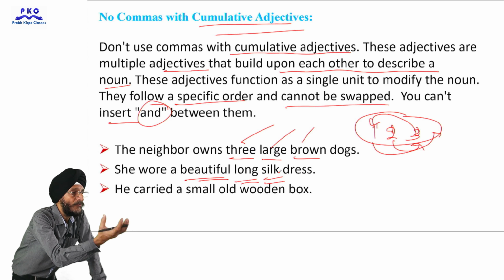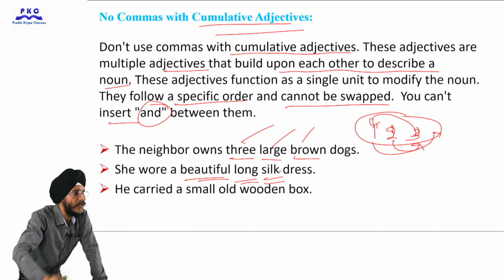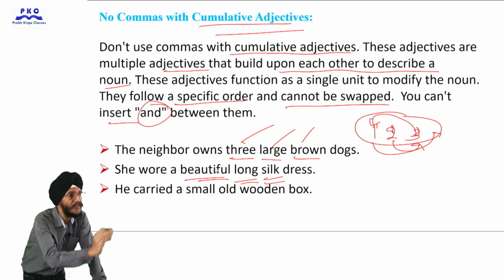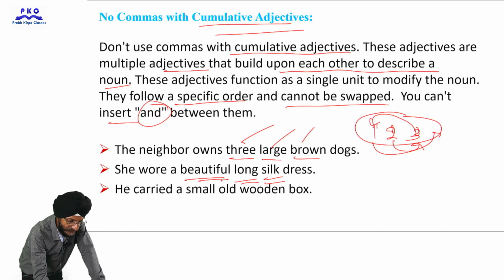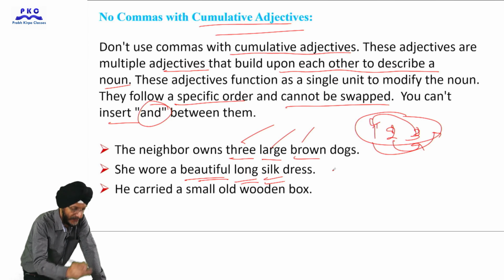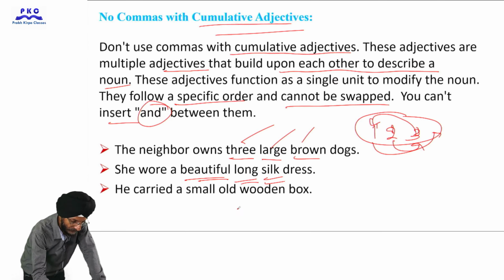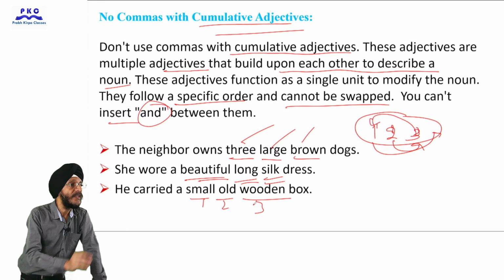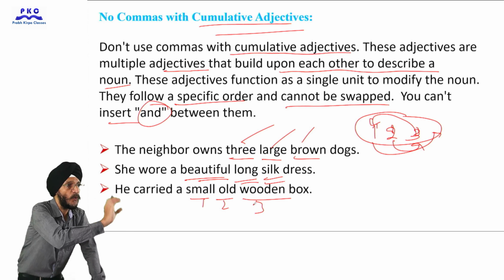Which of which material it is made, cotton, silk, or any other. So these are the three, again cumulative adjectives, and there is no comma in between. We are not to use one. He carried a small old wooden box. Small is the size, old is the age, wooden is the material. So again, these are three cumulative adjectives, and there is no comma in between.